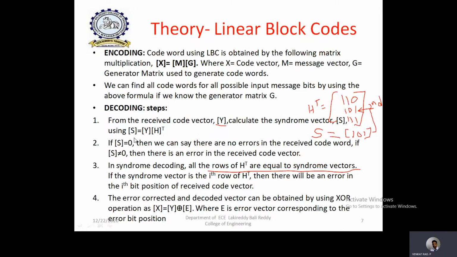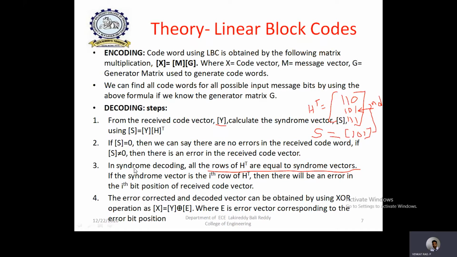If S is 0, that means all the elements of S are zeros, then we can say that there are no errors. Then if S is not equal to 0, having some values like this, then definitely we can say that there is an error. So the first identification is that S not equal to 0 means there is an error.